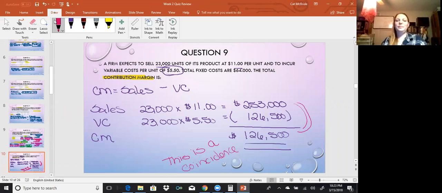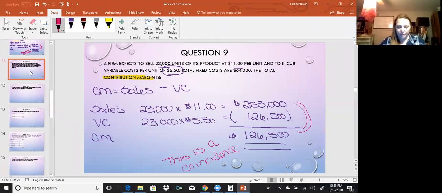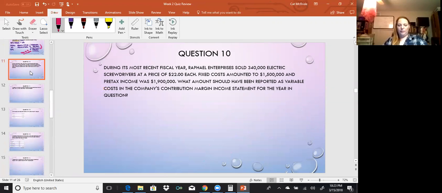All right, can you do this? All this is calculating contribution margin. Yes. Okay, we're going to get a little bit more complicated. This is probably the second hardest one.